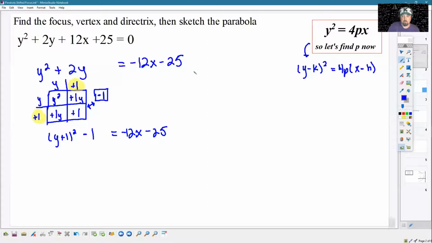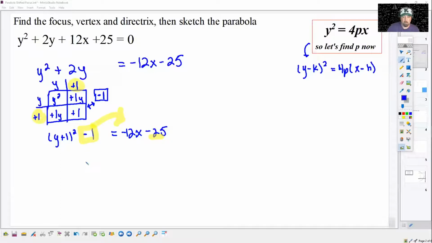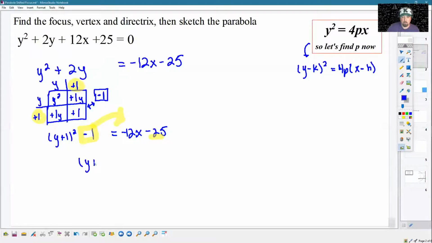The reason I told you not to factor this until you were done is that this number that we had left over can't be over here. This has to go over here with its other side, with this constant. So we're going to need to add that over. So we're going to get y plus 1 squared. And when we add 1, we're going to get negative 12x, and now it's minus 24.